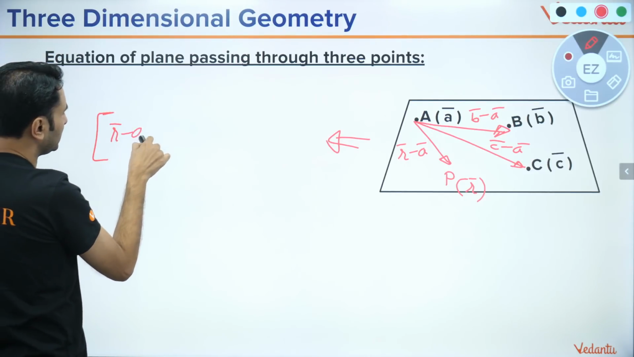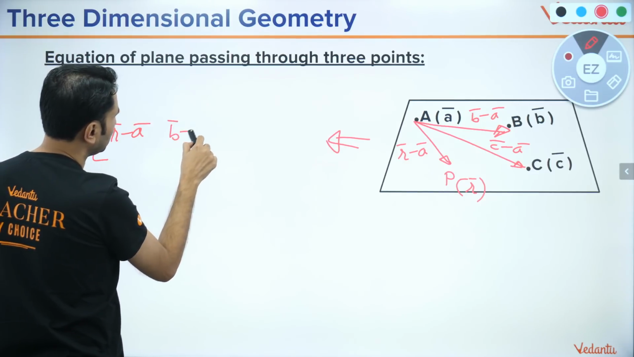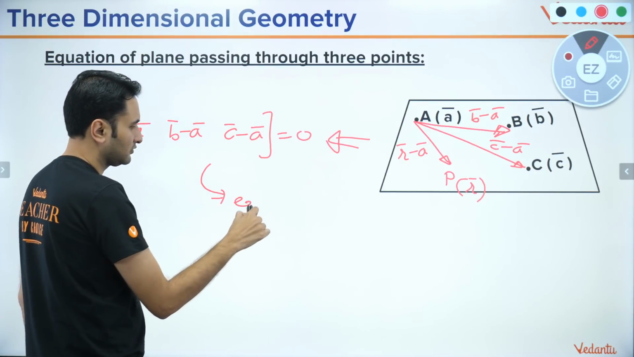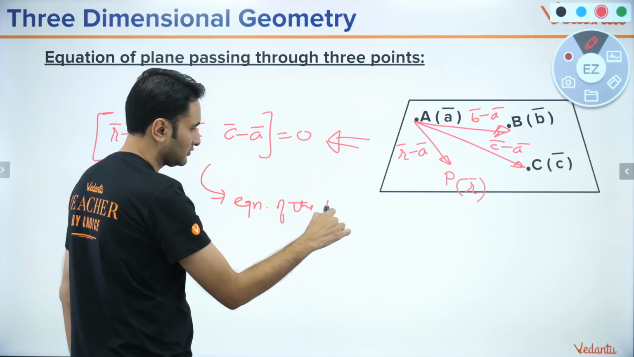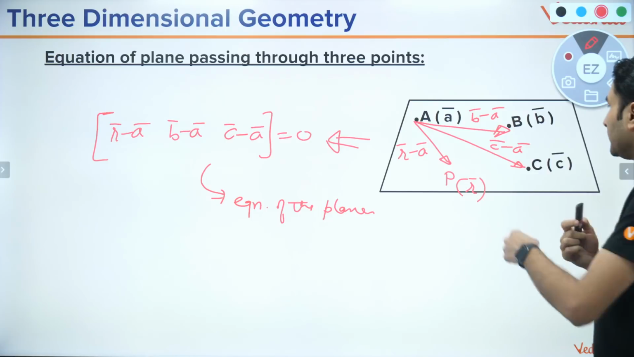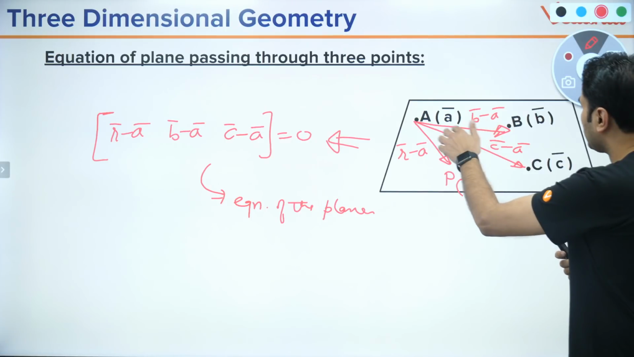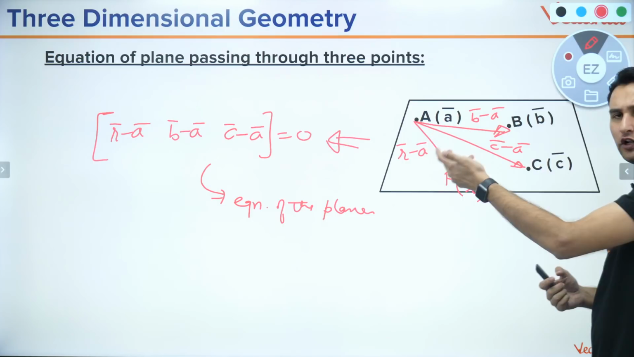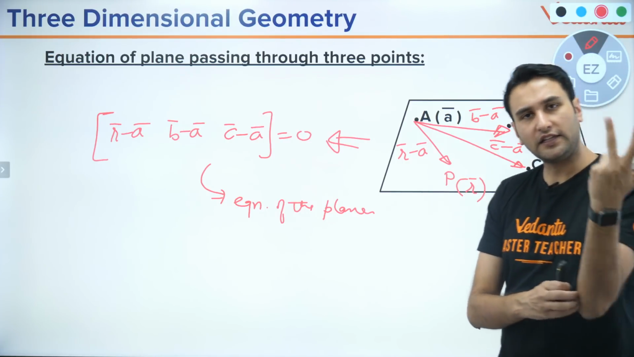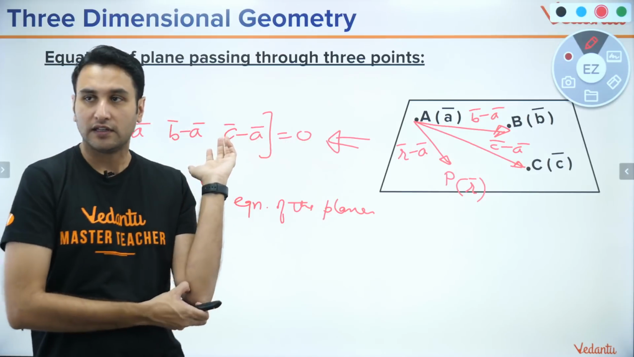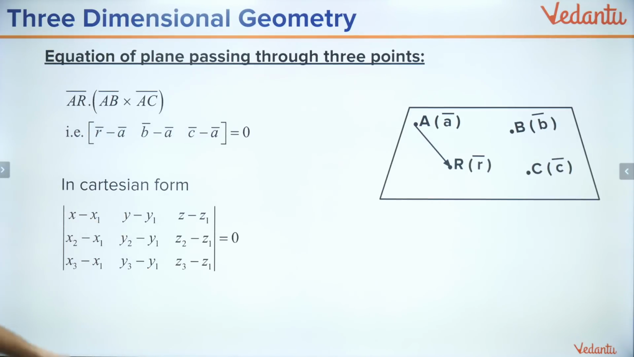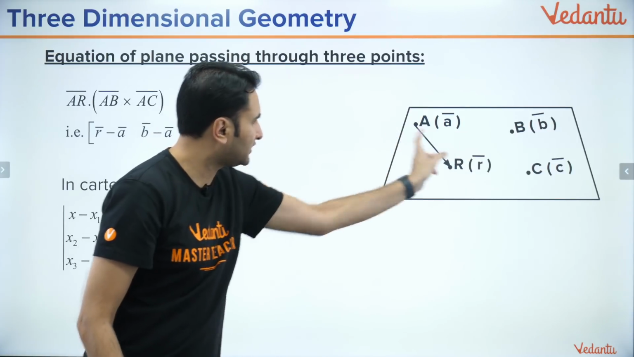कितना हो जाएगा? R minus A, B minus A and C minus A. Box is 0. Write it in the determinant form, you will get the equation of plane. ठीक है. Now a lot of students ask, can I take C minus B? Yeah, no problem. Can I take B minus P? Yeah, no problem. Any 3 vectors. समझ में आया? Now let us try to solve problems based on this. Concept तो ये हो गया. This is exactly what we have done. So R minus A, B minus A, C minus A.